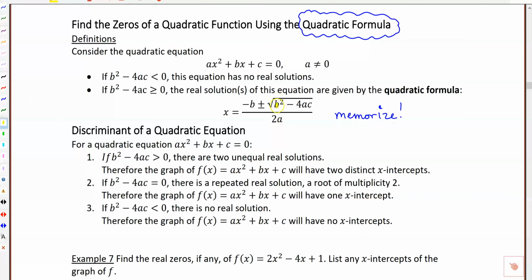This part right here, this b squared minus 4ac that's being talked about up here, that is called the discriminant.